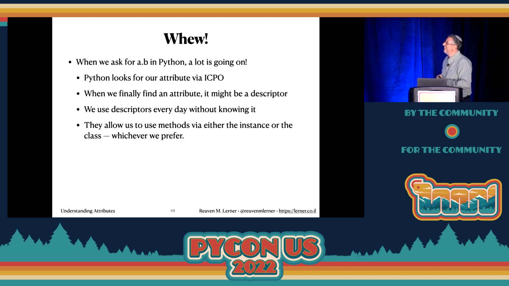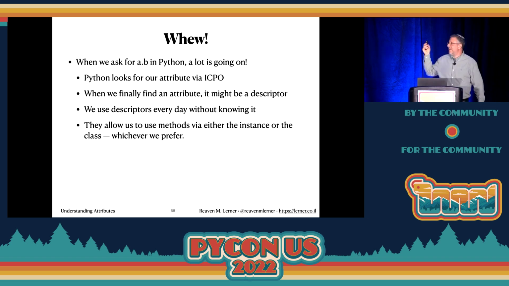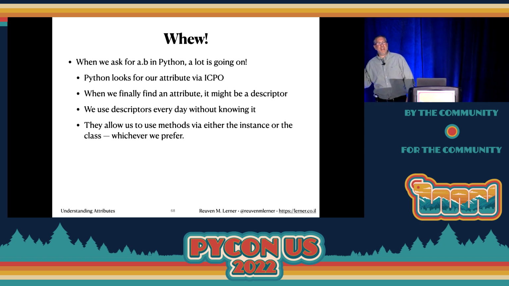Whew. So when we ask for a.b in Python, an awful lot of stuff is going on. Python looks for our attribute via ICPO. When we finally find an attribute, it might be a descriptor. And the descriptor then does some magic there, depending on if we called it via the instance or via the class. We use descriptors every single day without thinking about it very much.